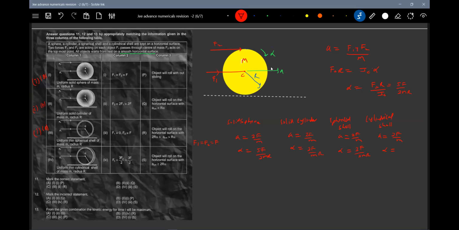A cylindrical shell, just mr square, will be F by mr. So ACM will become greater than R alpha. Okay, this will come 1 is. Okay, this is like this. You have to verify now the other thing.